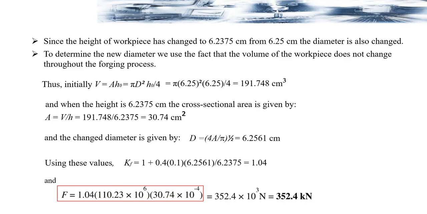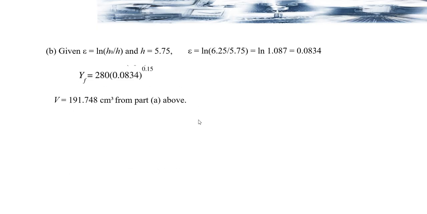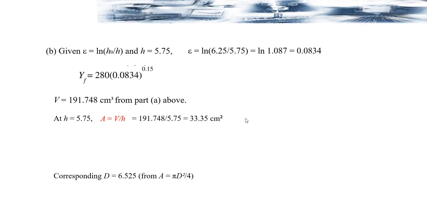Now, I know this will look quite complicated. Let's see the next step when the height is going to be dropped down to 5.75 from 6.25. So we start to calculate the strain, the original height divided by the new height. Then we can find the value. Now we calculate the Yf. The volume is the same as for the original part. We calculate the new area by knowing what the height is, and now we can find the new diameter from that.